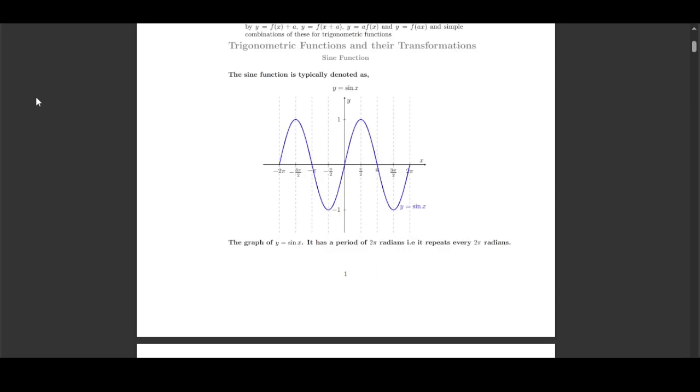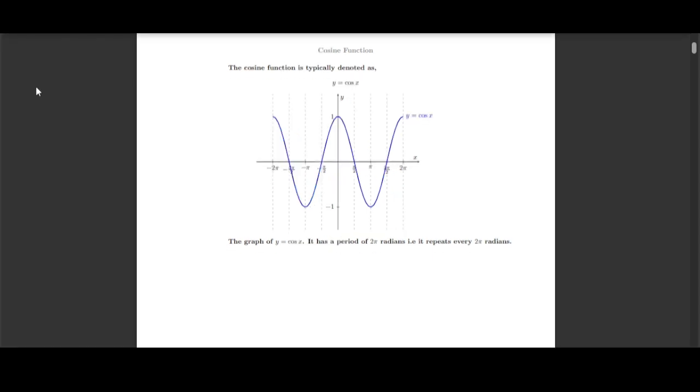The sine function is typically denoted by y equals sine x. And in this case, you can see that we've drawn it from negative 2 pi to 2 pi. And if you're unfamiliar with radians, that's negative 360 degrees to 360 degrees. As you can tell, after 360 degrees, this function repeats again. So this is what we call a period. It has a period of 2 pi radians, which means that it completes one full cycle after 2 pi radians.